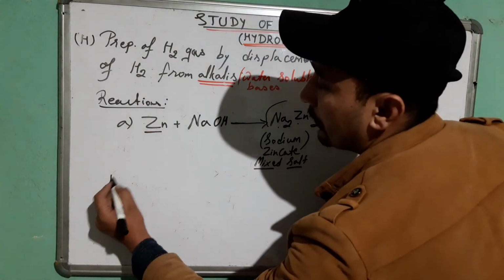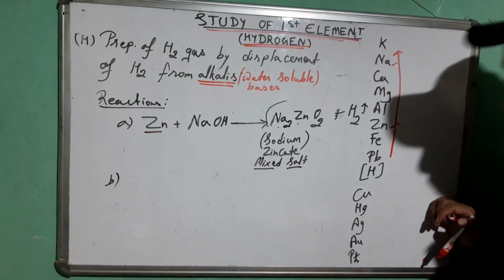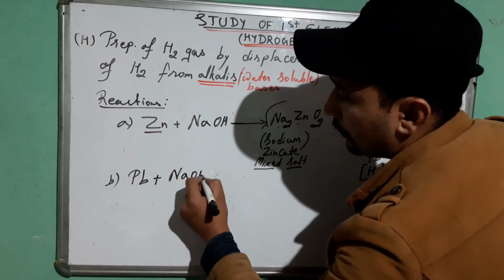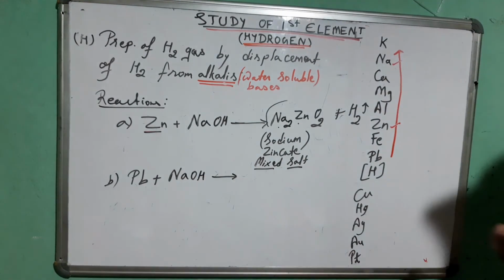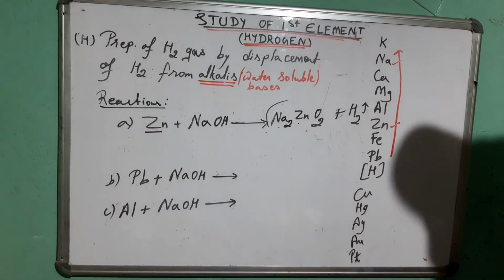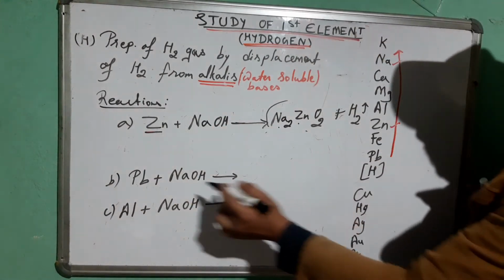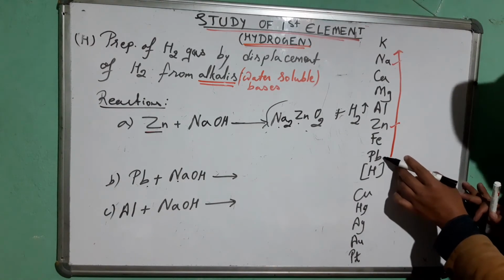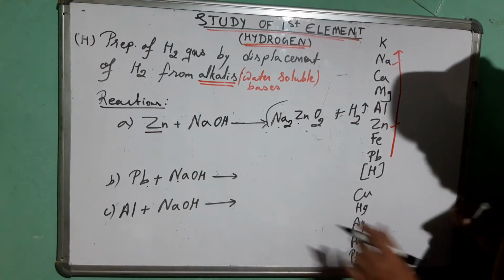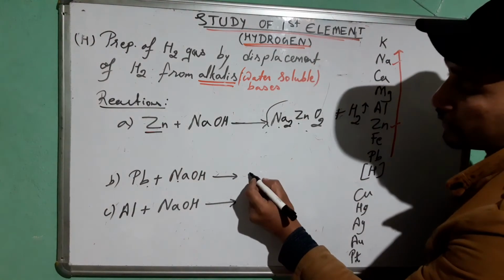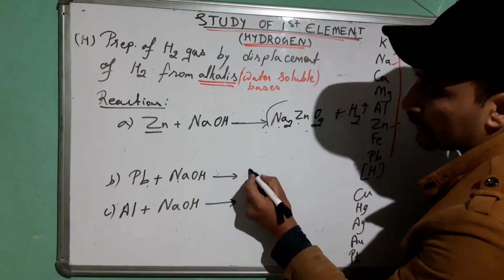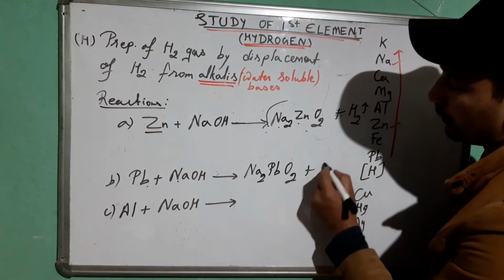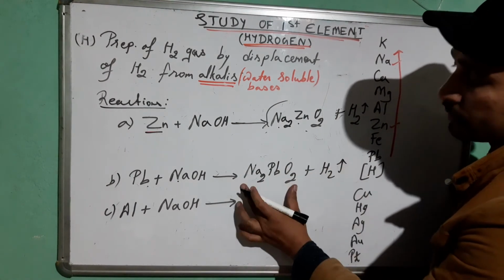In a similar manner, instead of zinc, if you take lead, Pb plus NaOH, then a similar type of reaction takes place. Pb cannot displace sodium because Pb occupies a lower position. Pb is less reactive than sodium. So this will combine to form sodium plumbate, Na2PbO2 plus hydrogen gas. This is sodium plumbate.